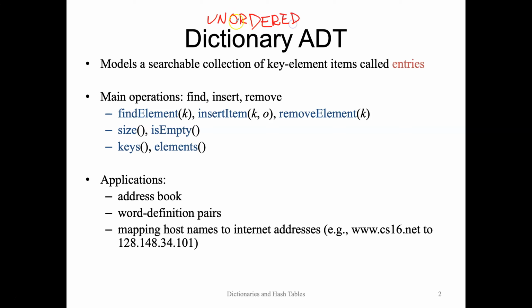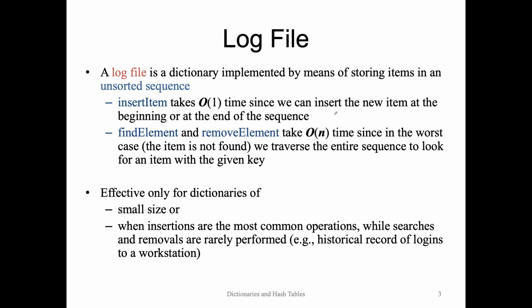So what we're going to focus on for this series is unordered dictionaries. And when we move to binary search trees and other kinds of search trees, that will be an ordered dictionary implementation. So for an unordered dictionary, how would we implement these functions, just find, insert, or remove an item based on its key? One kind of straightforward way that we could implement this is just with an unsorted sequence. This is called a log file. So this is an implementation of a dictionary just by using an unsorted sequence.